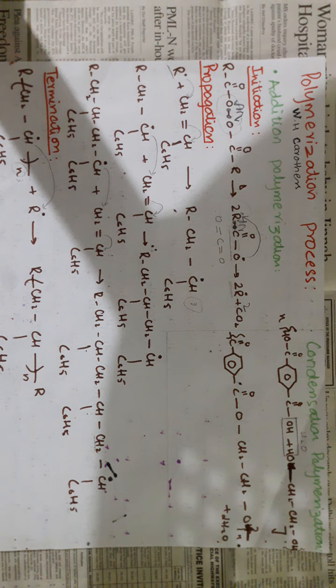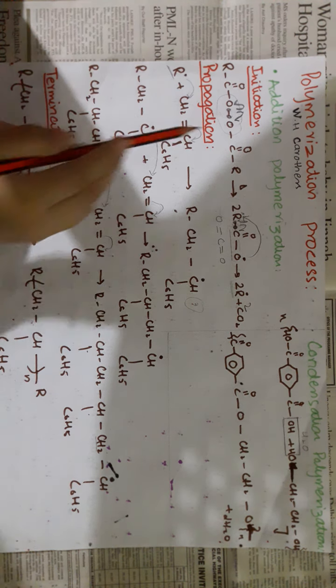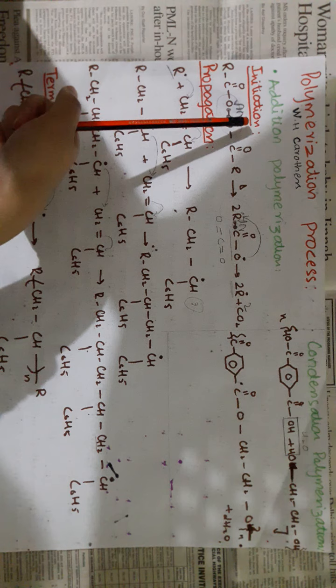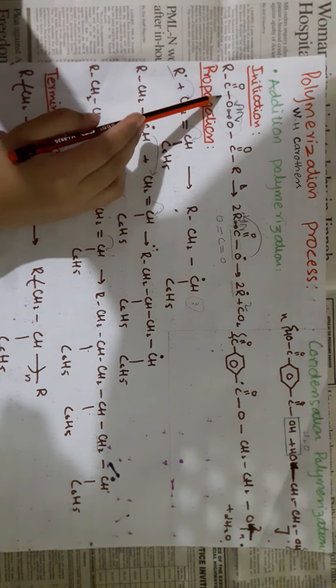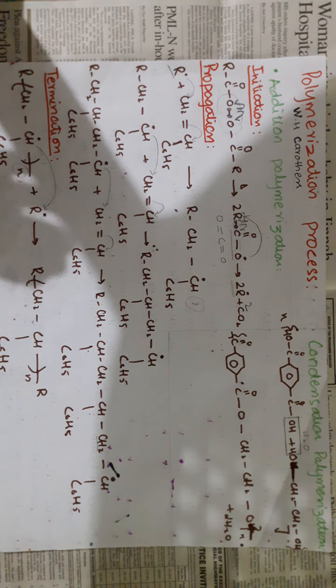There are three steps in addition polymerization: initiation, propagation, and termination. This addition polymerization is basically a free radical mechanism. Free radical mechanisms are the ones which use free radicals. How can we generate this free radical? In the initiation process, we provide a molecule. Okay, this molecule is basically an organic peroxide.